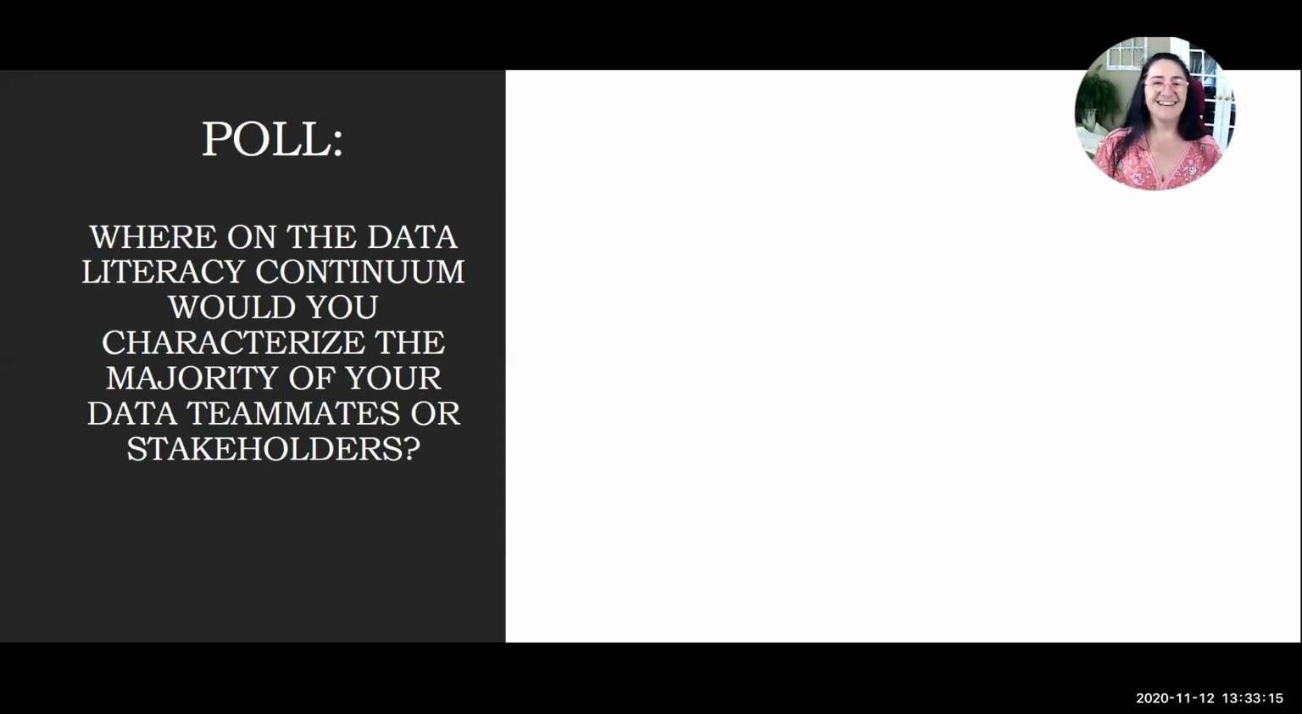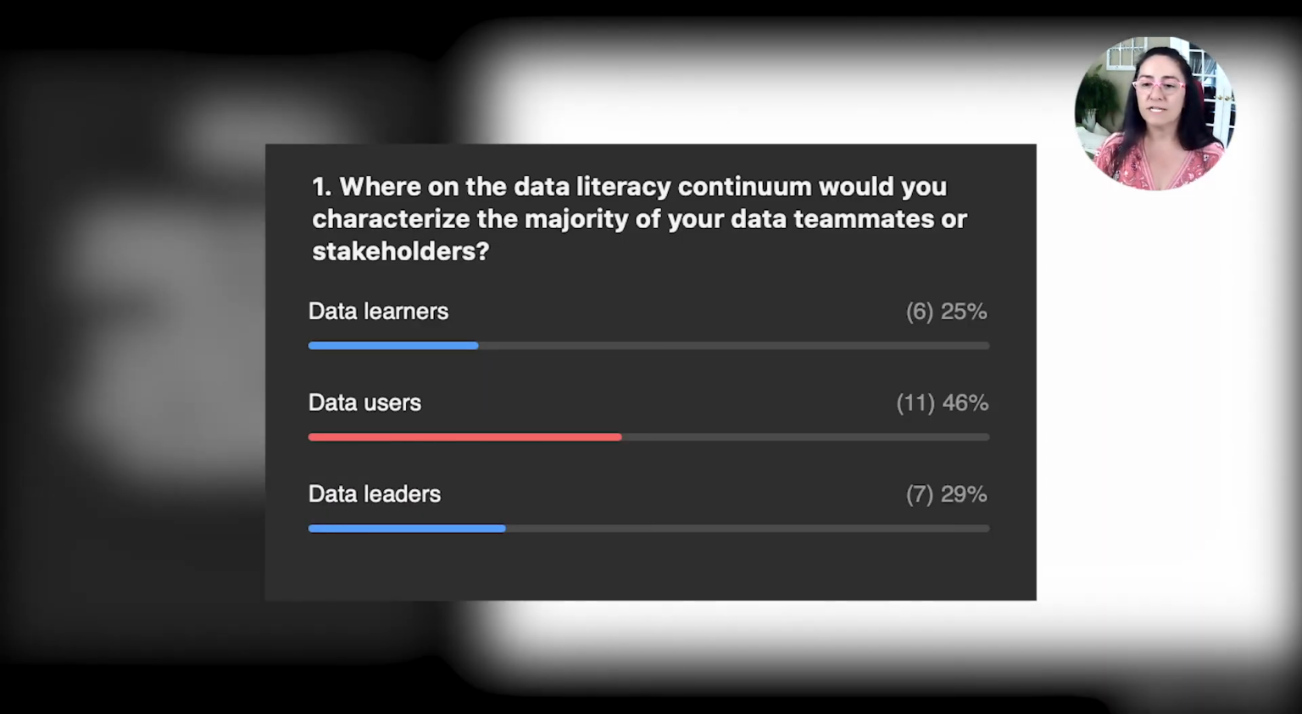So after all of that, we'd like to wake everybody up and use a poll. This time, we'd like to know, where is your team at? Where on the data literacy continuum would you characterize the majority of your data teammates or your stakeholders? Folks pretty much said data users. We got a nice bell curve here. Oh my goodness. The nice distribution with the data users right in the middle.